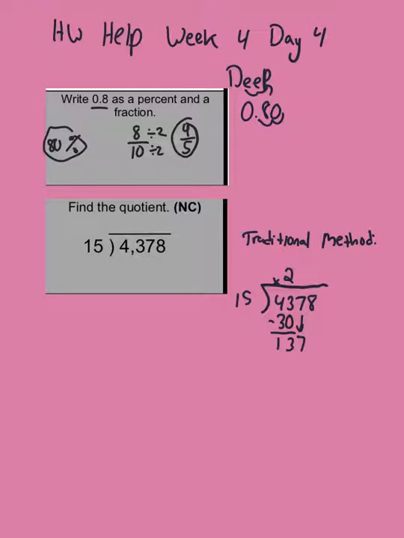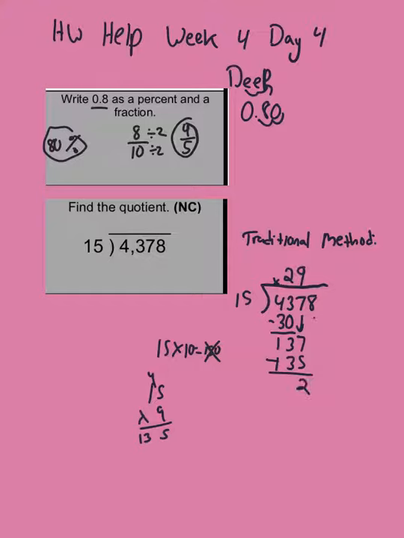Now I have to put 15 into 137. So here's what I know. I know 15 times 10 is 150, which is too big. So I'm going to try 15 times 9 is 135, which fits perfectly, almost perfectly. So 15 goes into it 9 times, which is 135.